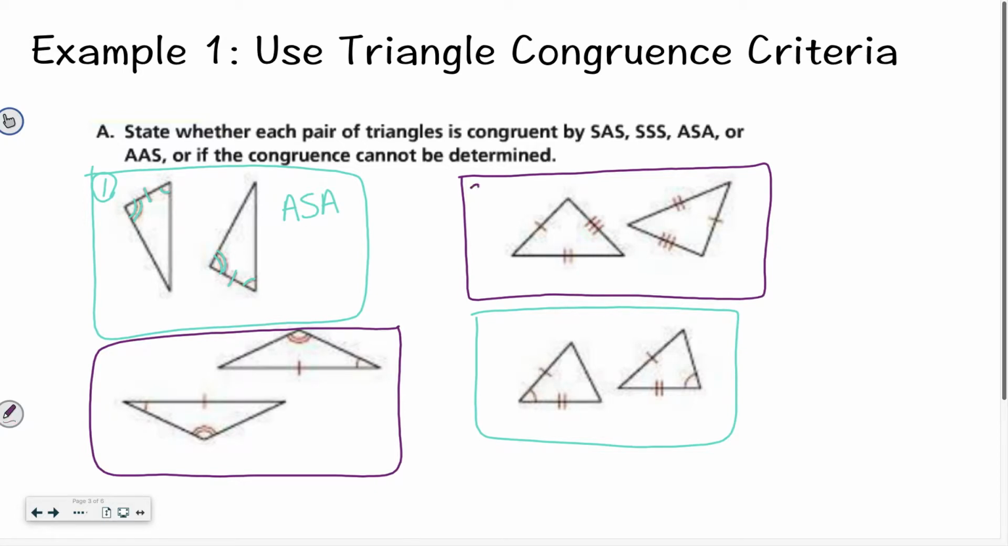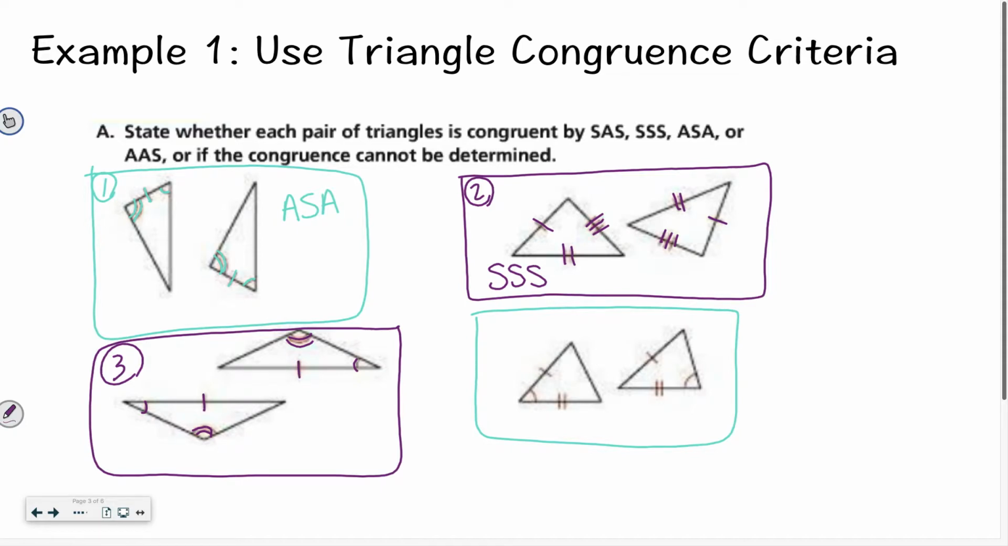Number two, I see I have a side, another side, and then I have a third side. So are these congruent? Yes, by side, side, side, or SSS. Our third group of triangles, I have an angle, I have another angle, and then across from that angle I have a side.